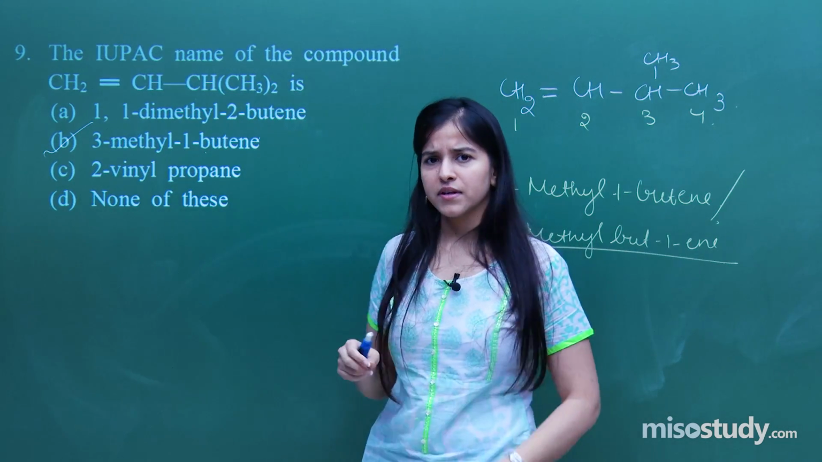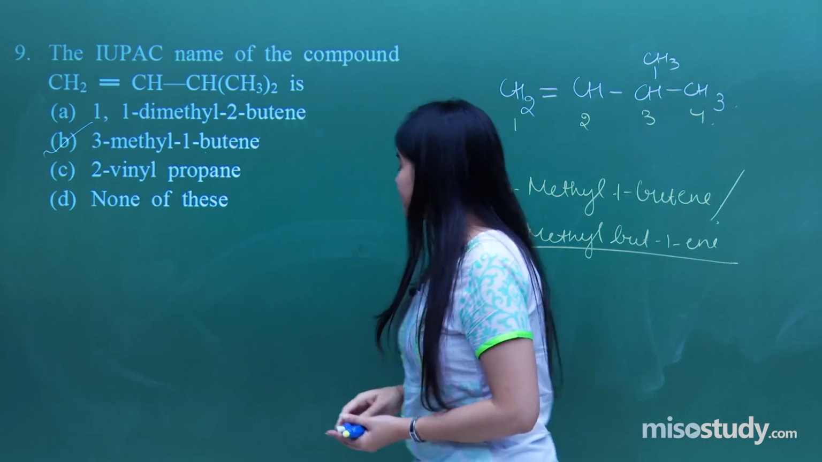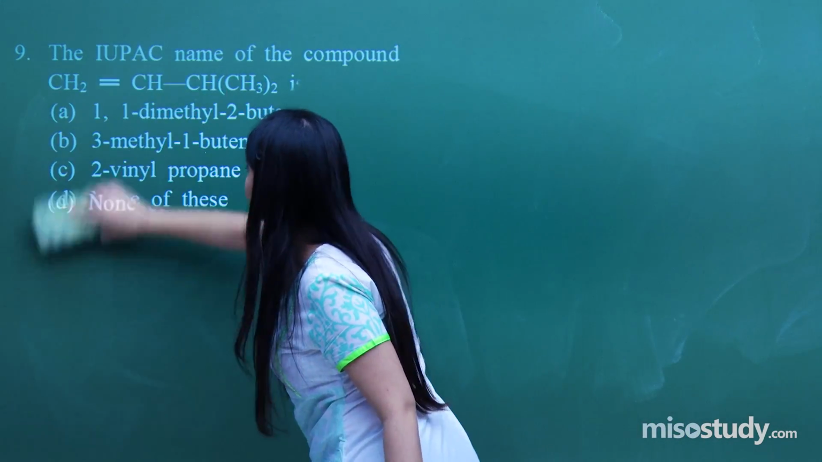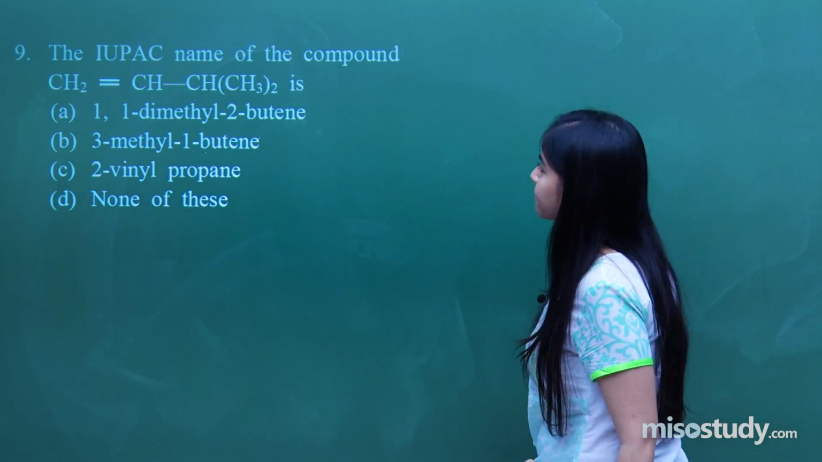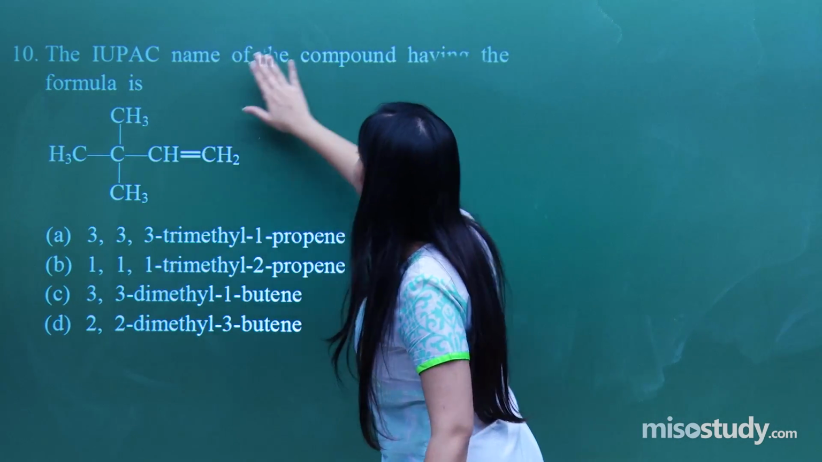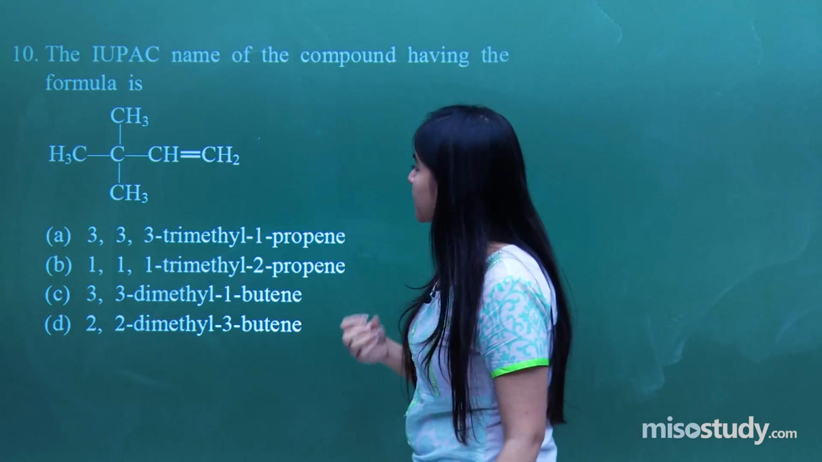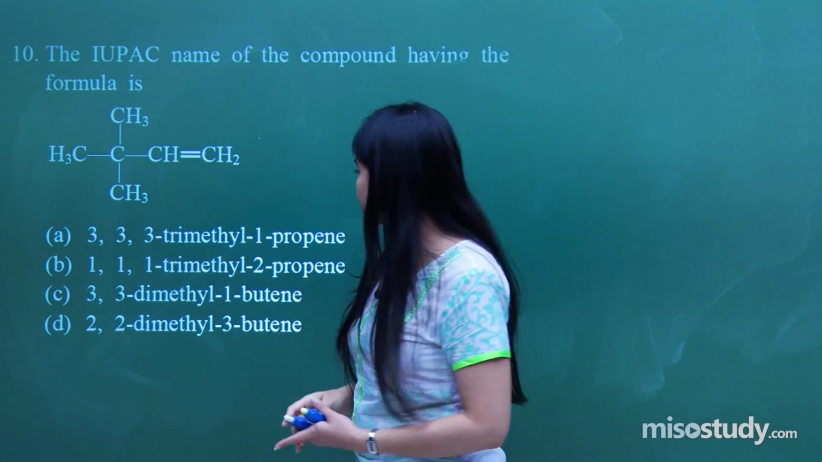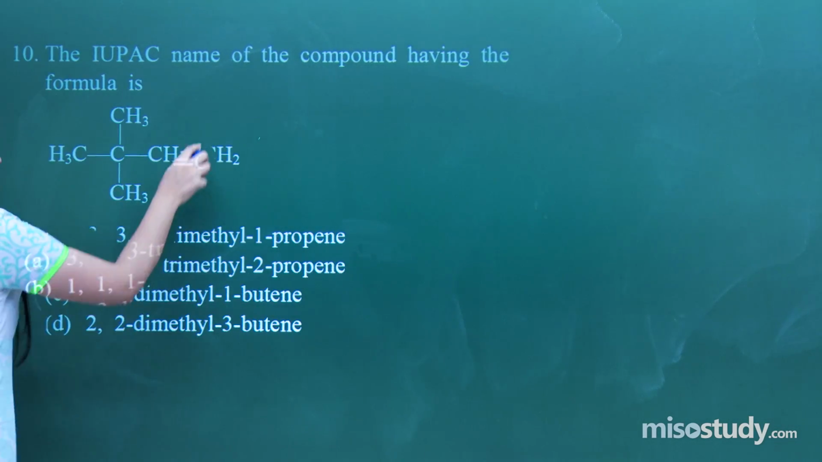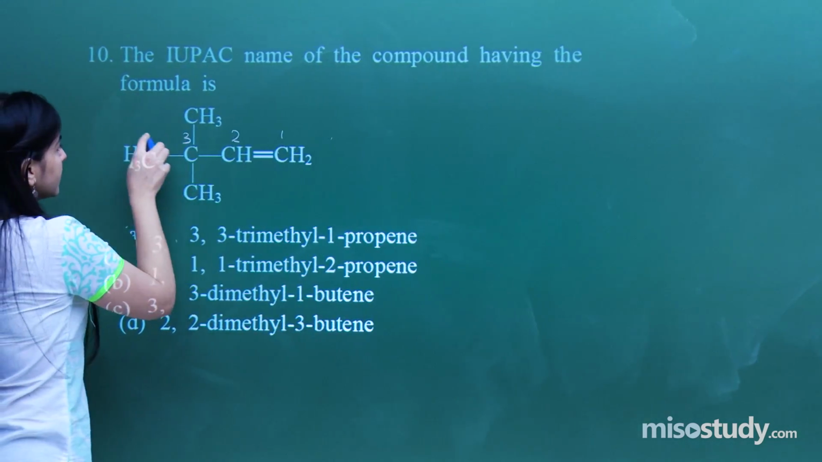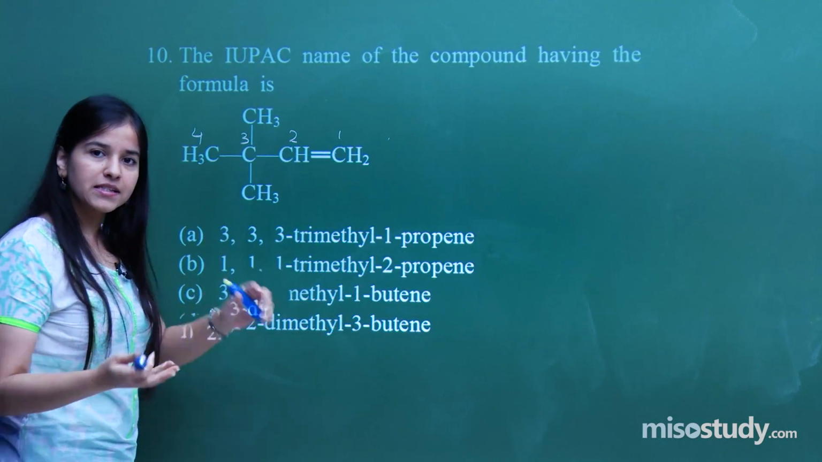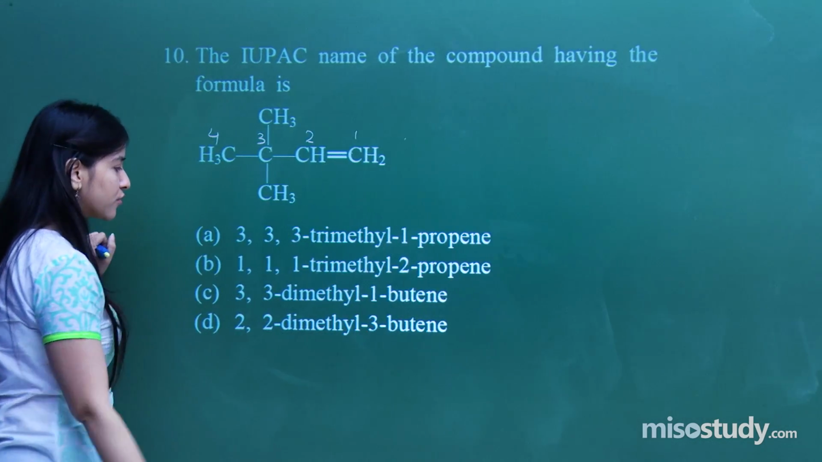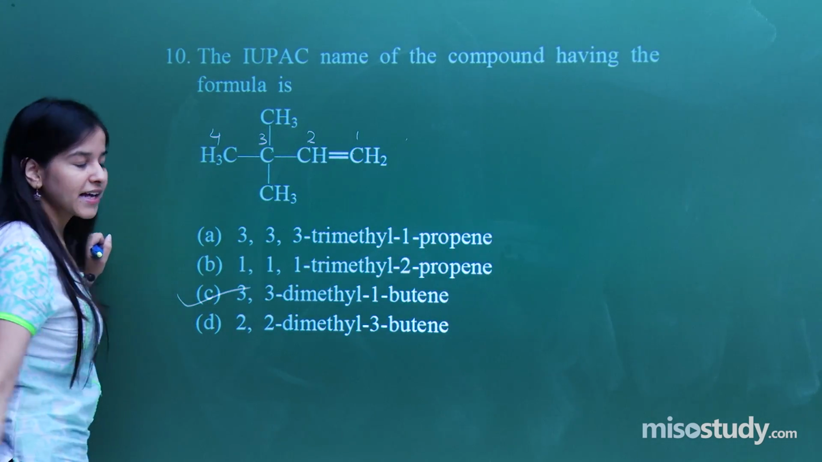It's very, very simple. Just assign the priorities. Now let's move on to the next question. What do I have? The last question of this questionnaire. The IUPAC name of the compound. Again, I need to assign the IUPAC name, and it's again a pretty simple question. What do I need to do? So it's 1, 2, 3 and 4. Again a similar kind as we have discussed previously. So it's 3,3-dimethyl but-1-ene. That is the correct option.